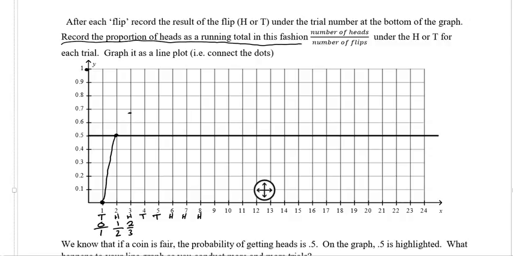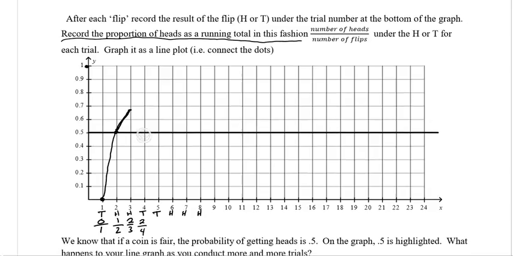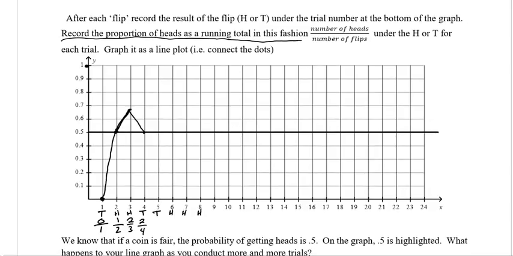Now tails, so I still only have 2 heads, and now it's out of 4, so I go back to 50% there. And now tails again, so now I've got 2 out of 5, which is 0.4, so I'm going to go down to 0.4 for that one. And then I've got 3 out of 6, which goes back to 50%. Now 4 out of 6, which is 2/3, go up to about there.